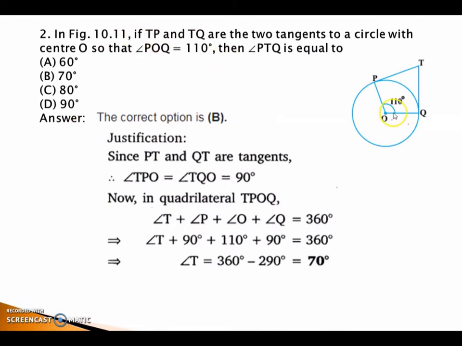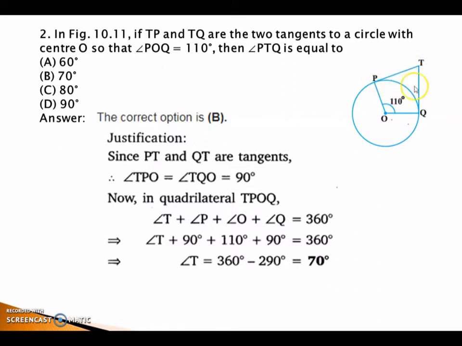Second question is, in the given figure, TP and TQ are two tangents to a circle with center O such that angle POQ is 110 degrees. This angle is given as 110 degrees. Then angle PTQ is equal to what? You have to find out.